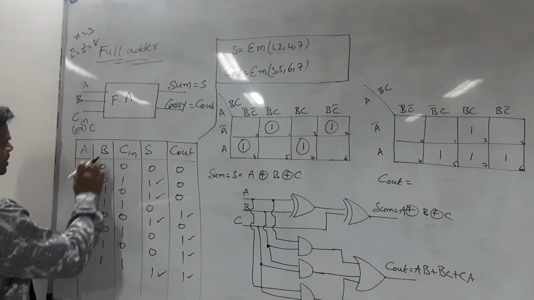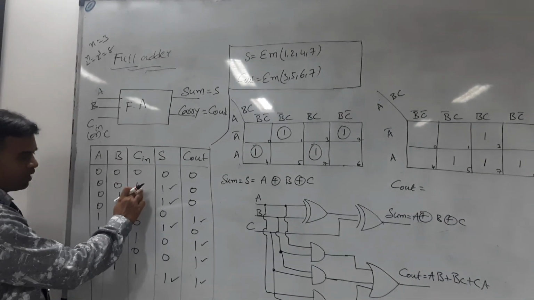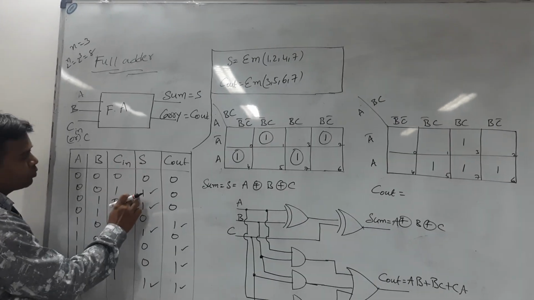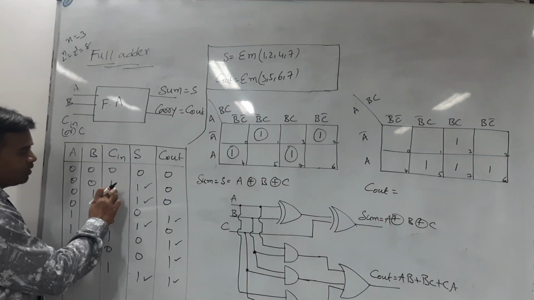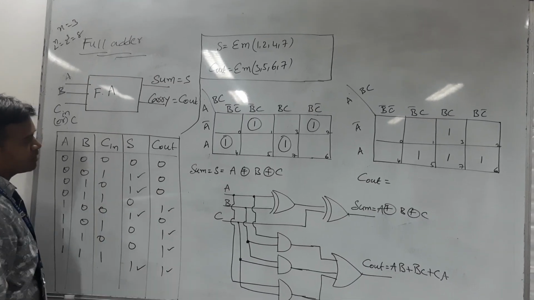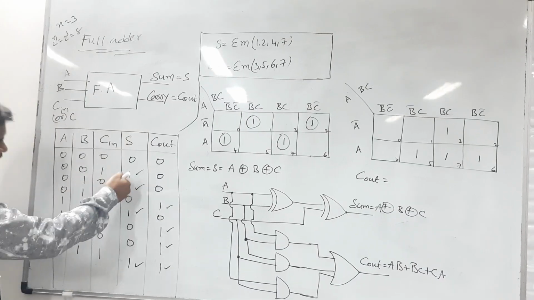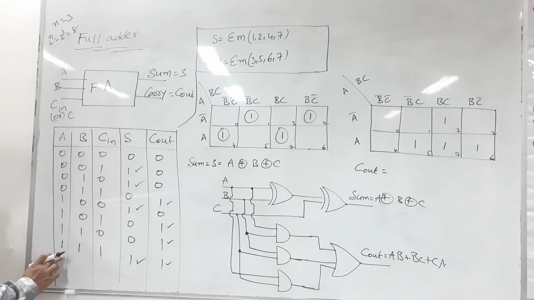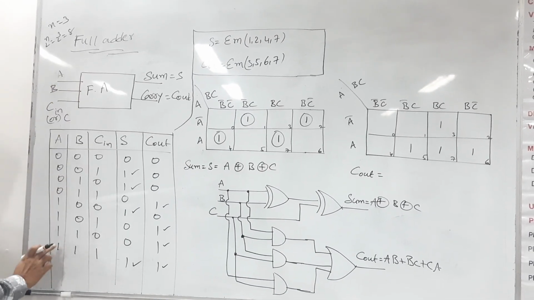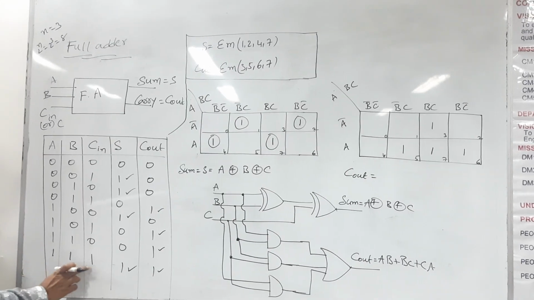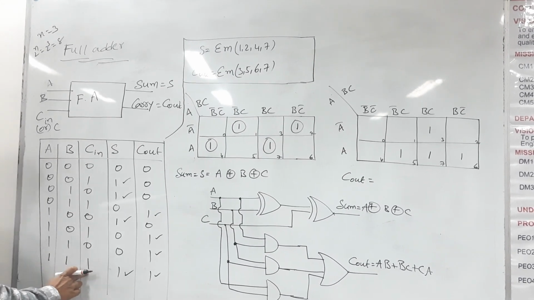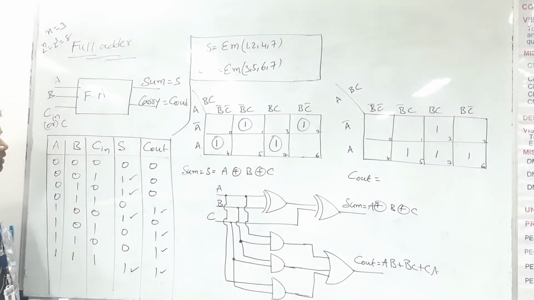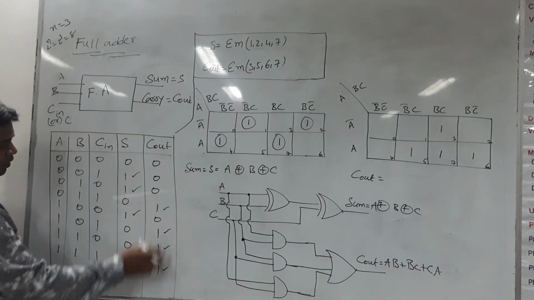Next case, when A is 0, B is 0 and C in is equal to 1, you add these three, and then what is the sum output? 1. And is there any carry generated? Not generated. That's why you write C out equal to 0. In that way you try to fill the table. Anyhow, I will explain the last case. Here all three inputs are 1, 1 plus 1 plus 1 is 3 in decimal form. Its binary equivalent is 1 1. So sum is equal to 1 and carry out is equal to 1.